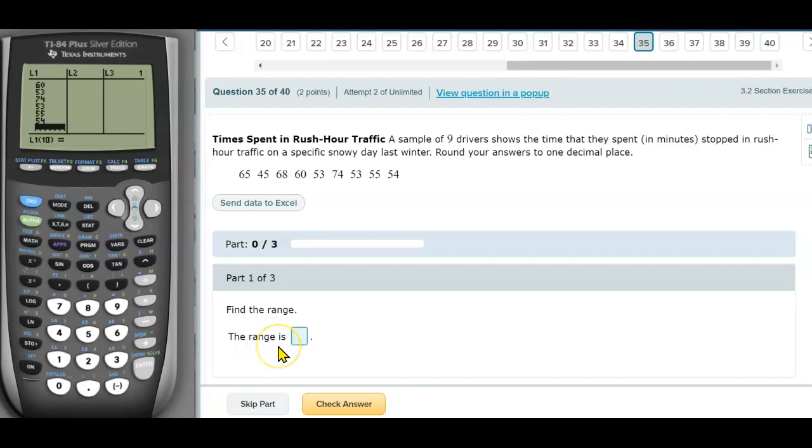So the range, we know the formula of the range is the maximum minus the minimum, right? So we're going to start again after you enter all the data. Make sure it's 9 numbers as well, so you want to be sure.